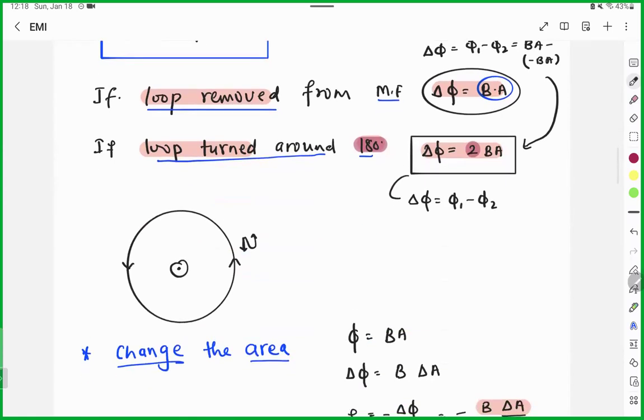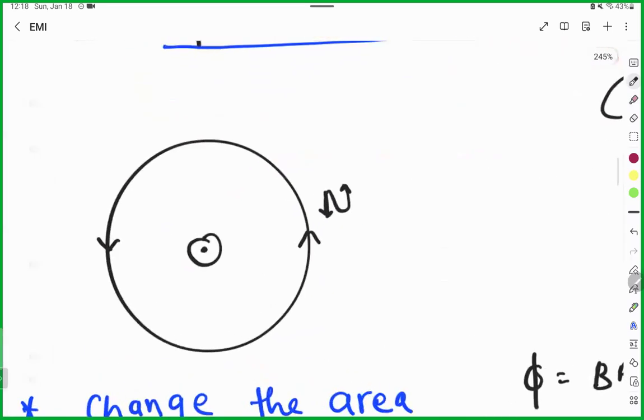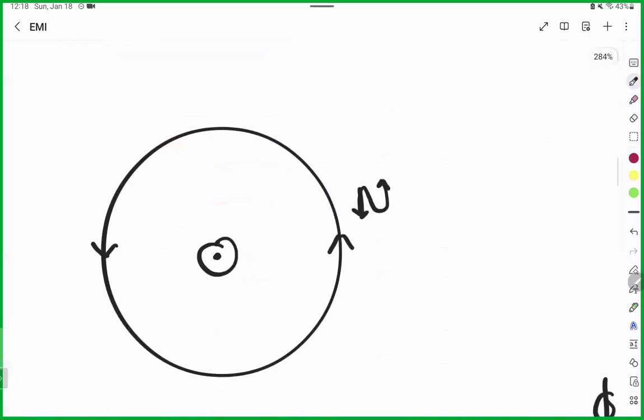Next, Barinder, what is the meaning of this diagram in your opinion? What does it signify? You have one dot in the middle and then you have this circle. What does it mean? Sir, clockwise.